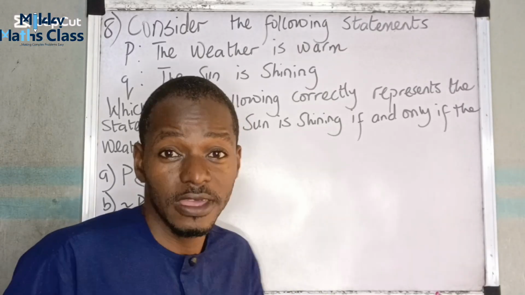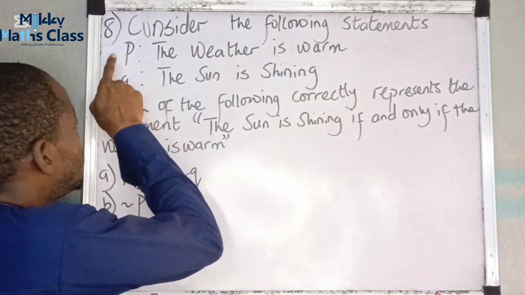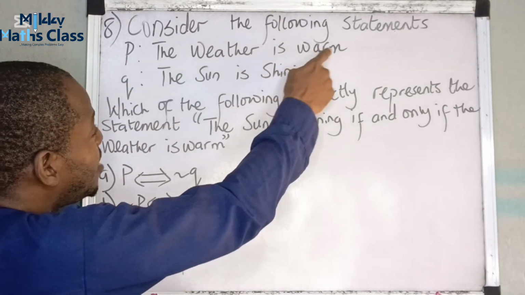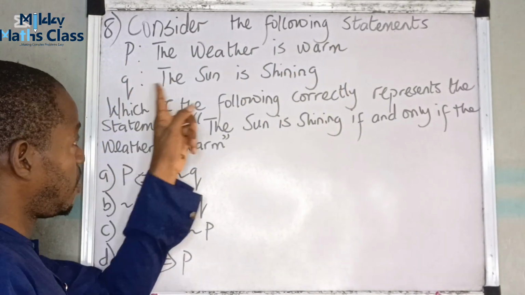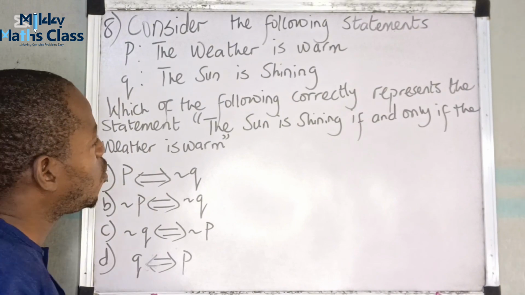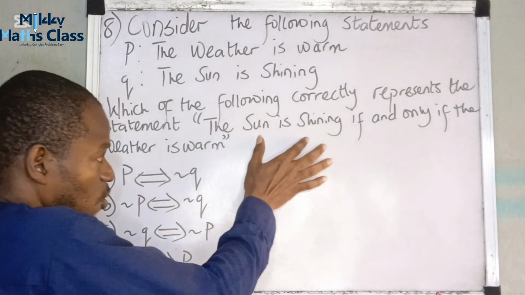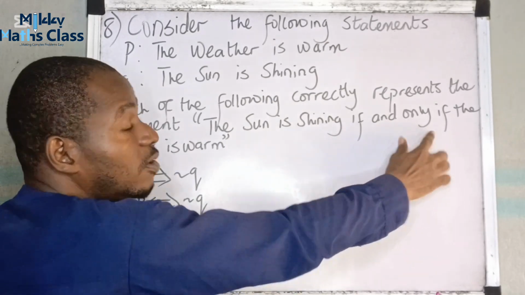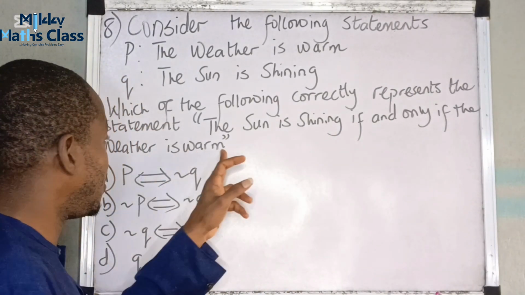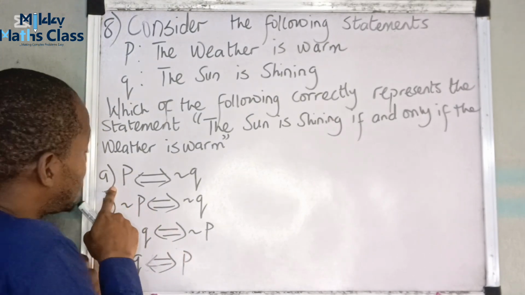Let's look at question 8. Question 8 says, consider the following statement. Statement P, the first statement, the weather is warm. The second statement, the sun is shining. Now it says, which of the following correctly represents the statement, the sun is shining if and only if the weather is warm. So look at this first option, let's examine it.